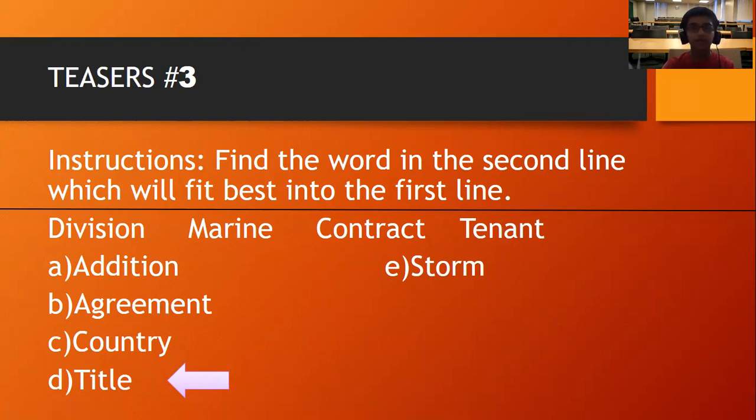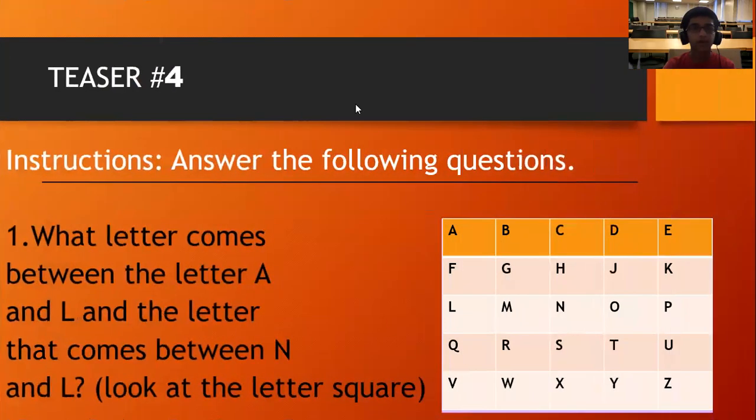Moving on to teaser number 4. Instructions, answer the following questions. Number 1. What letter comes between the letter A and the letter L, and between the letter that comes between the letter N and letter L? Look at the letter square on the right. This is the letter square. Now, if you want, you can try it out. This is a bit long question, so it will take some time. But otherwise, I'm directly going to share you the answer.